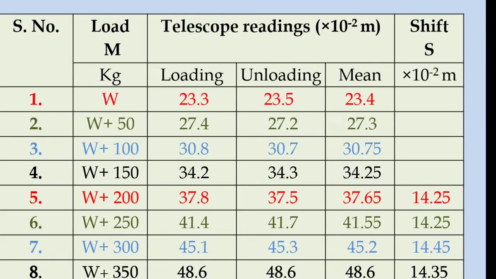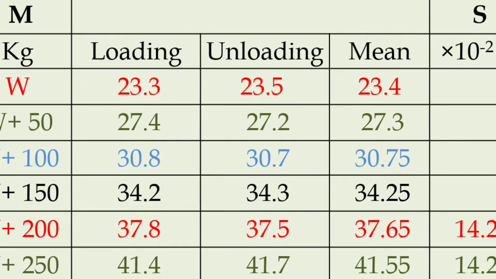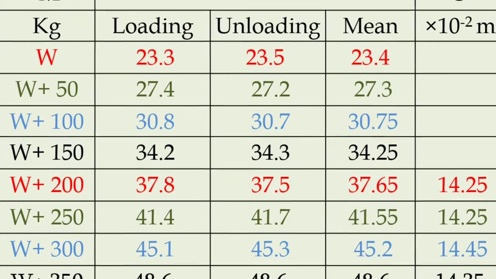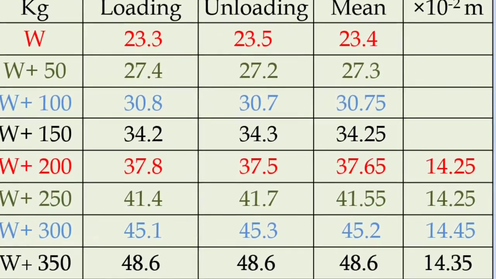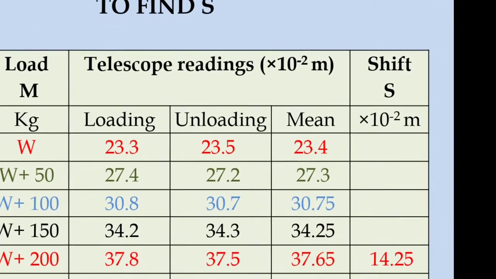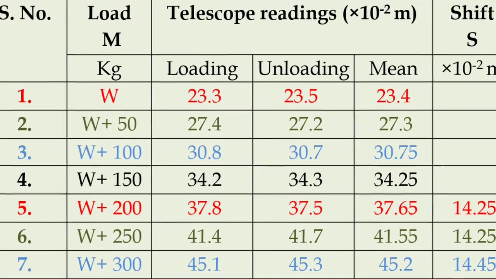For the dead load, for loading and unloading, it is 23.3 and 23.5, so the mean is 23.4. And for W plus 50, it is 27.4 and 27.2, and the mean is taken as 27.3. For W plus 100, W plus 150, W plus 200, 250, 300, the corresponding mean readings are calculated. Now we need to find the shift.